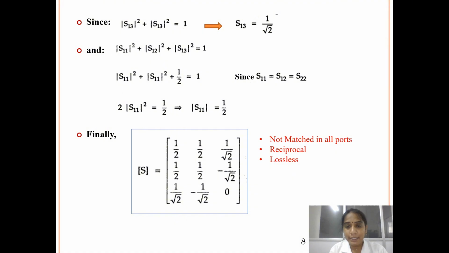From this E plane T, we can understand that for any component input network, all the three elements will not be perfectly matched. Practically, we cannot make a match of all the inputs, and it is obeying the reciprocal property and lossless property.